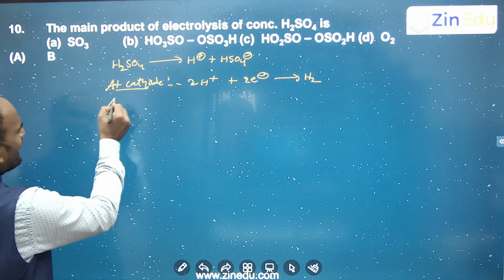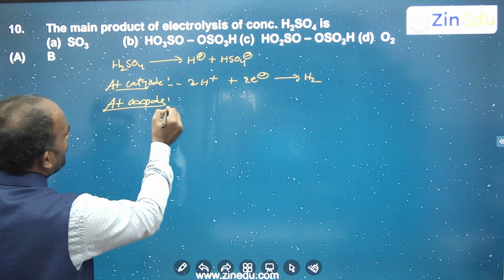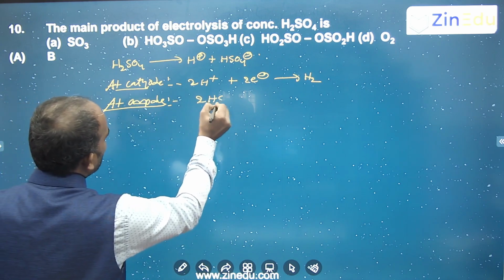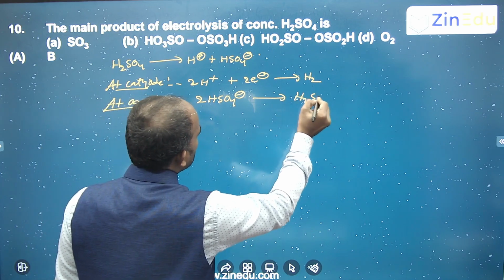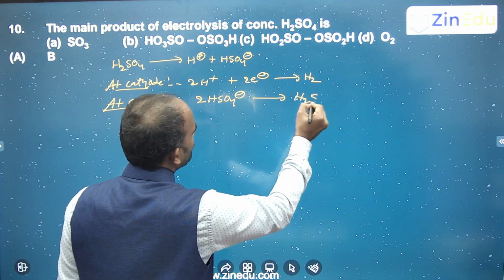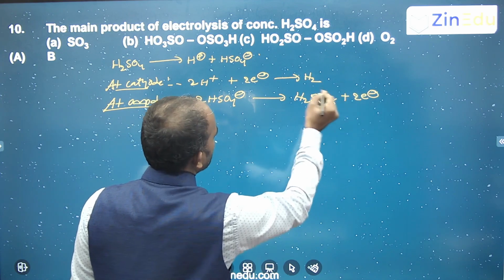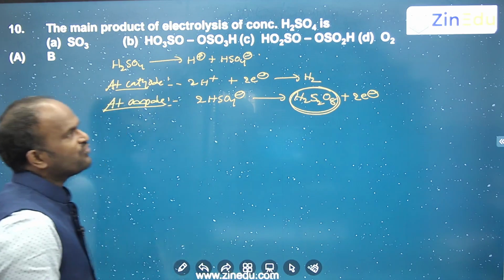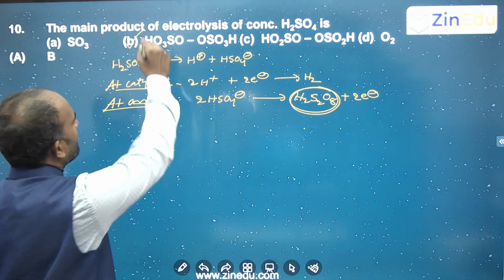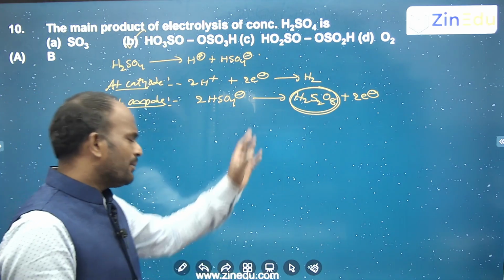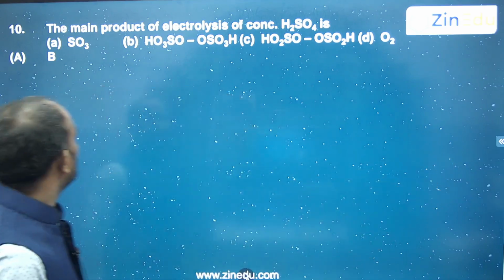When it comes to the anode, 2HSO4- gives rise to H2S2O8 plus 2 electrons. Marshall's acid, peroxydisulfuric acid, H2S2O8, will be formed. A peroxy bond will be present here. Right? Clear? Next, we'll move to the next problem.